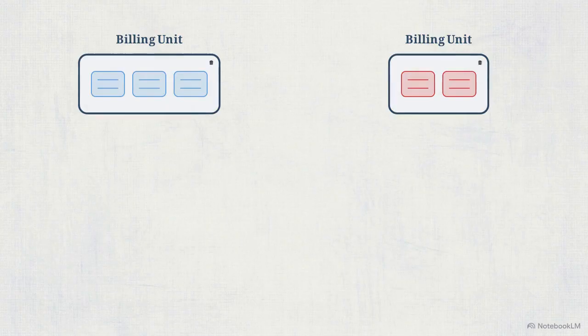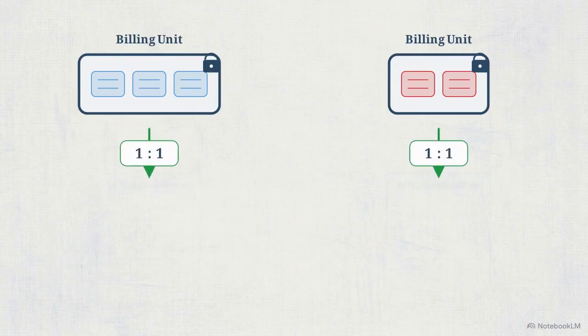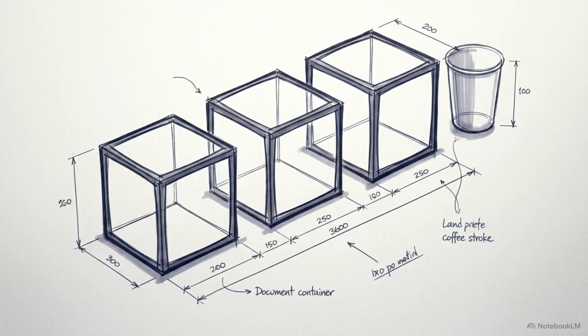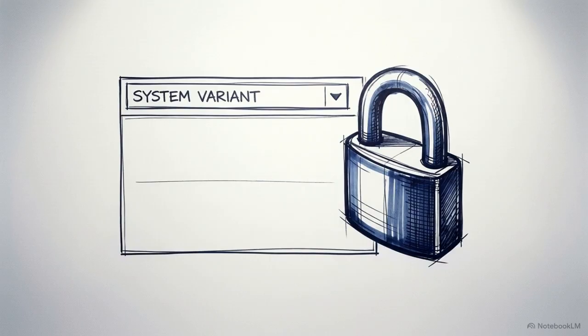The partitioned clusters are locked into separate groupings. This establishes a fixed correlation. One generated billing unit results in exactly one final billing document. Therefore, if an architect needs to dictate how many separate invoices a single customer ultimately receives, configuring a grouping variant is the only mathematically correct approach.